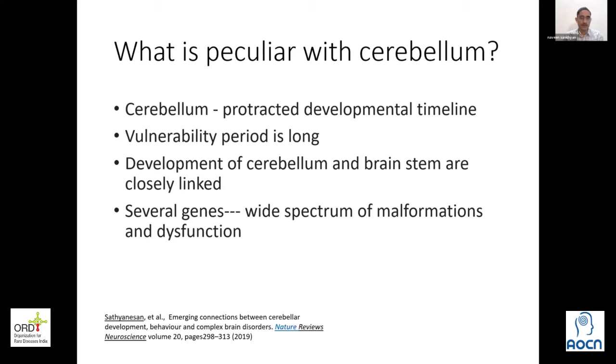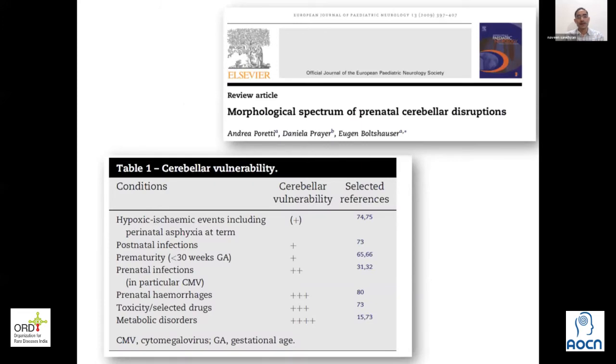Also, the thing to remember is that there are several genes which are involved in not only the development of cerebellum, but also in its function. And that is why you have a wide array of dysfunction and a lot of disorders which affect the cerebellum directly or indirectly. One example I would give is in prenatal cerebellar disruptions. You can see this table given by these authors, which shows that while cerebellum is not so affected by hypoxic ischemic insult or postnatal infections or prematurity related brain injury, there is a particular predisposition for cerebellar dysfunction in metabolic disorders, due to toxicity of certain drugs, and also due to prenatal hemorrhages.